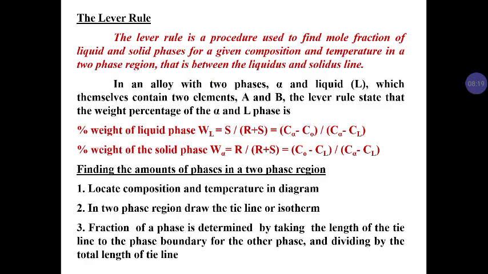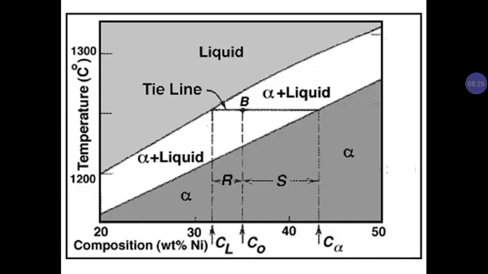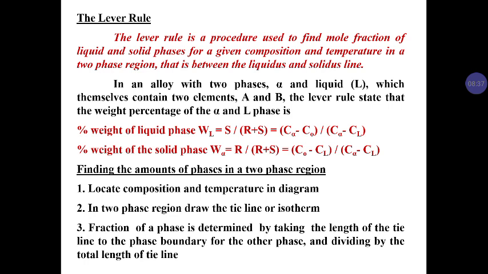And the lever rule is an extension of the tie line rule. After drawing the tie line, if you want to determine, for example, at a point B, how much mole fraction is in the liquid state and how much is in the solid state, that can be obtained. By definition, the lever rule is a procedure to find the mole fraction of liquid and solid phase of a given composition and temperature in a two-phase region, that is, between the liquidus and solidus lines.